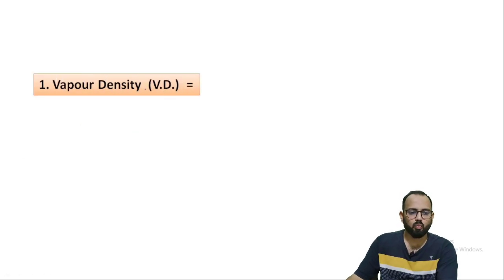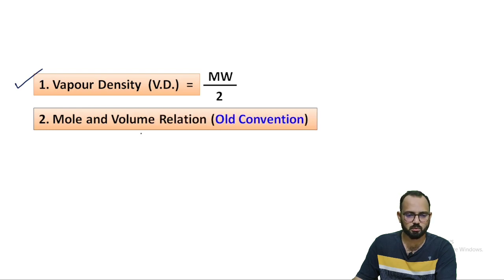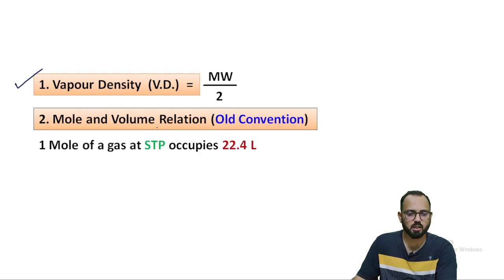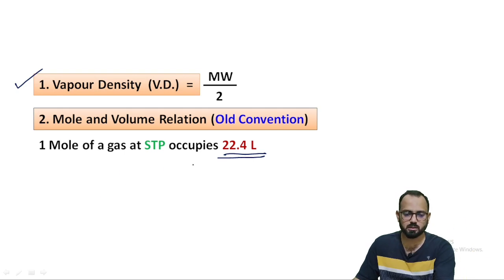Now, vapor density is equal to molecular weight by 2. This is another important equation you should remember. Vapor density is equal to molecular weight by 2. And the mole and volume relations we have already discussed in the last lecture. We are recollecting that here. 1 mole of a gas at STP occupies 22.4 liters.